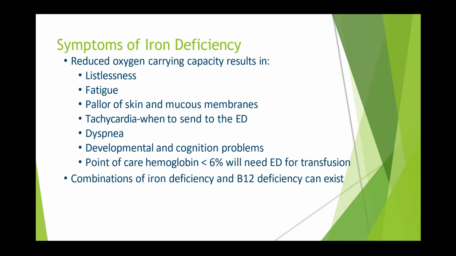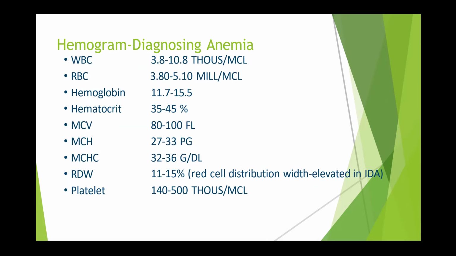And anything that's less than a 6, you're going to need to go to the hospital for a blood transfusion. And iron deficiency can exist with a B12 deficiency. So it doesn't have to be just one reason for that anemia. So when we look at the hemogram that diagnoses anemia, basically we're looking at a CBC, a complete blood count.